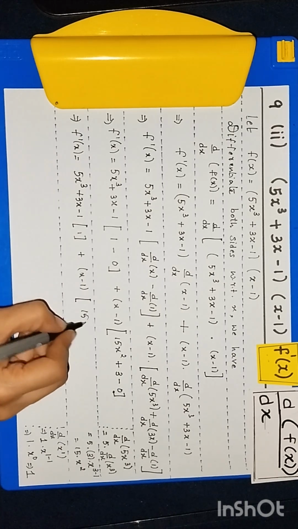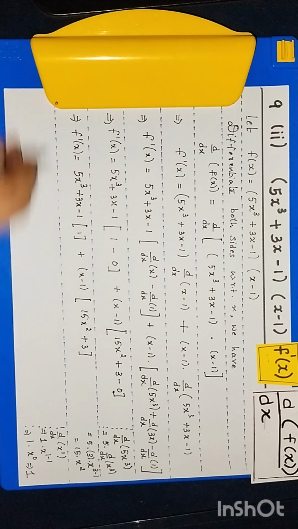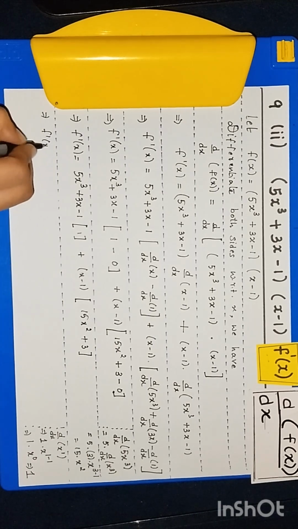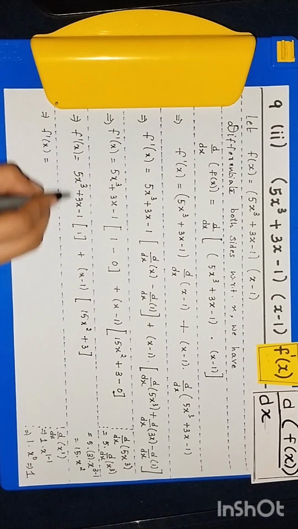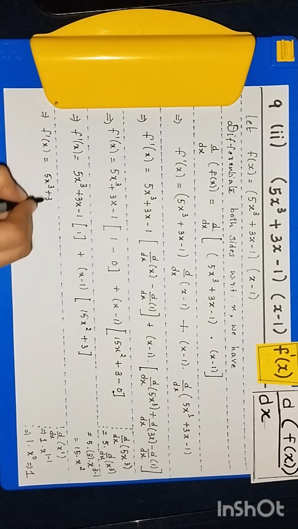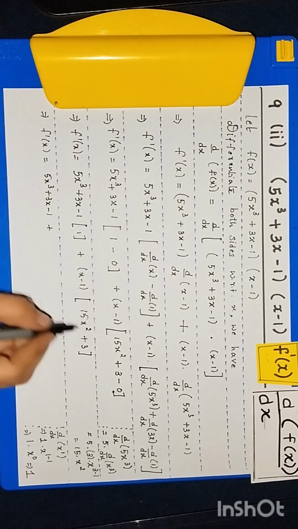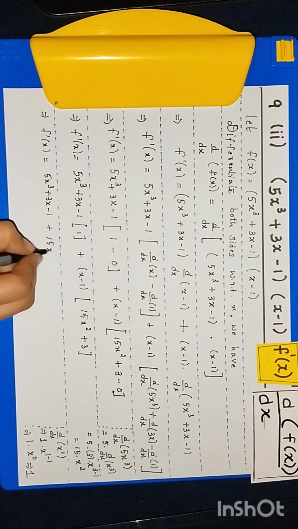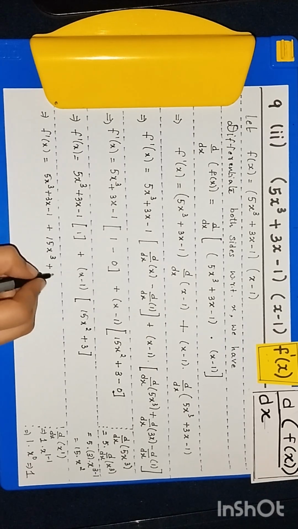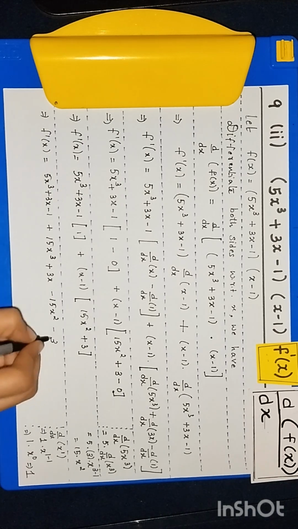into 15x square plus 3. Now let us multiply the terms. f dash of x is equal to, so a value into 1 will be the same value, plus x minus 1 times into this. Let us first multiply x throughout, then minus 1 throughout. So here you will get 15x cube plus 3x minus 15x square minus 3.